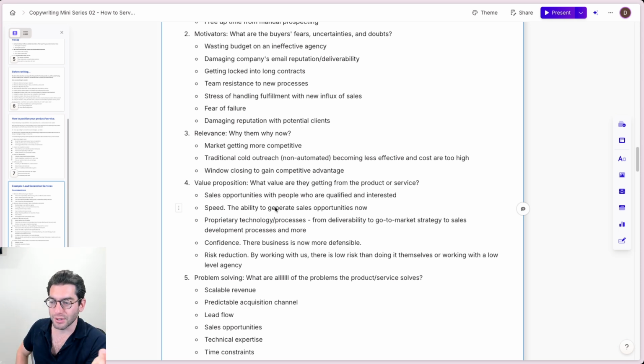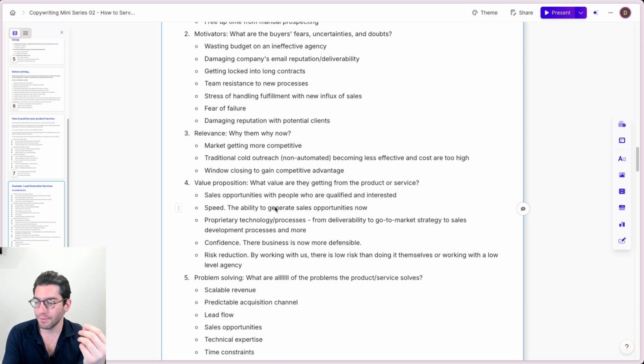What is the other value proposition here? The speed, the ability to generate sales opportunities now is a big advantage, a big value proposition, because time is money. They're also buying proprietary technology and processes, from deliverability to go-to-market strategies to sales development processes and more. That is another thing that they're buying, because not only is time money, knowledge is money. That's why people pay consultants, because there are people who have the ideas, there are people who have the know-how, and people pay other people who have that know-how to help them get where they want to go more quickly. So that is another value proposition.